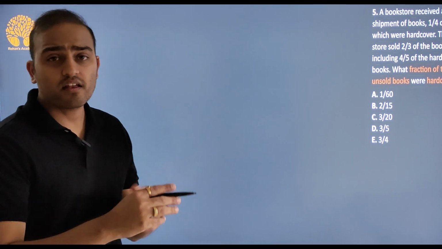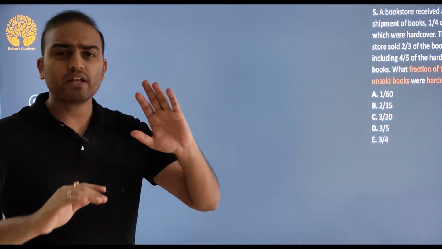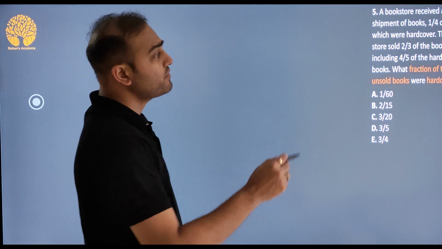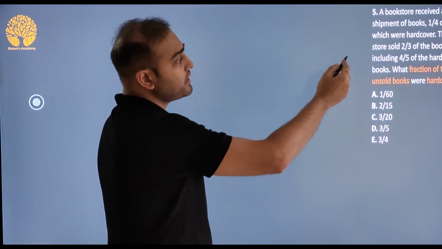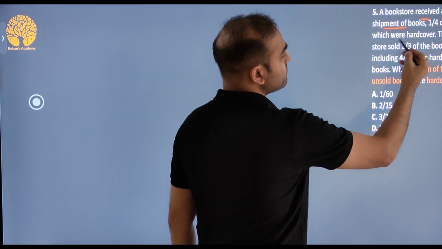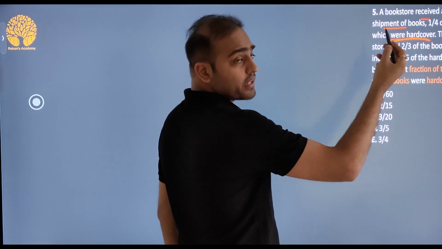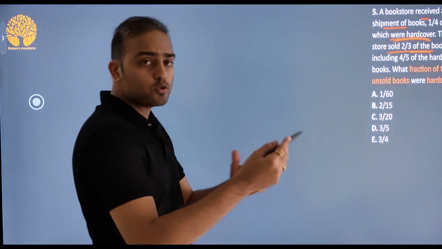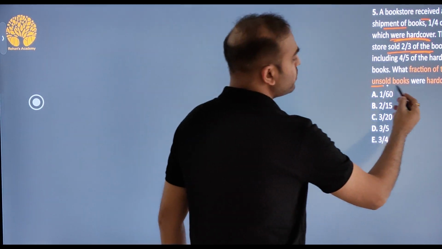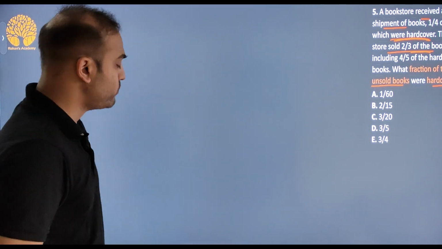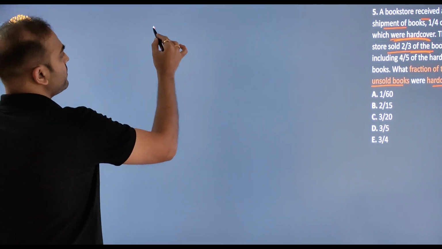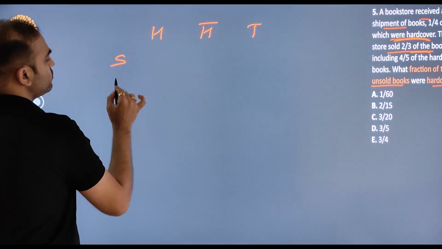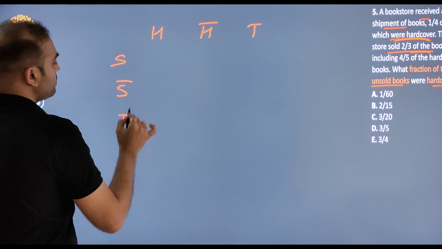Alright, if you've read this, it looks very similar to a topic we did, overlapping sets or Venn diagrams, the table method. How do I know that? If you read, it says there are hardcover books and you are selling some of the books, so there are two variables: one is sold, unsold, the other hardcover. So we can go with our table. Hardcover books, not hardcover books, total. Sold, not sold, total.